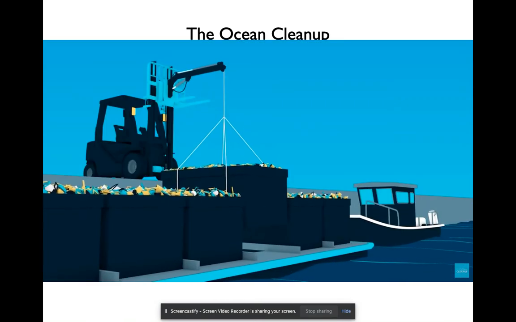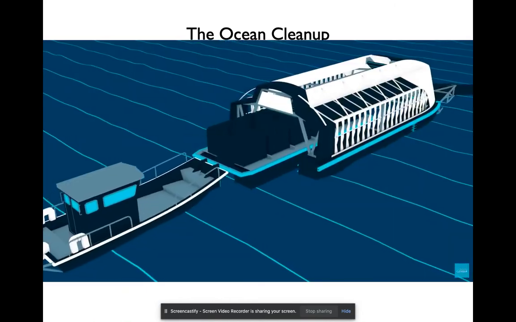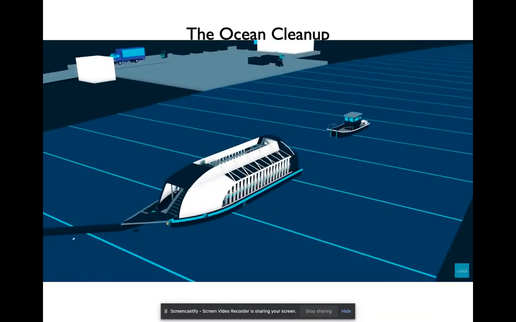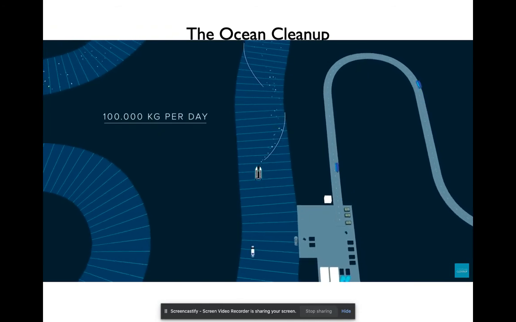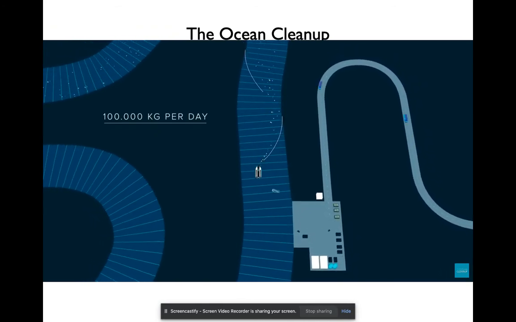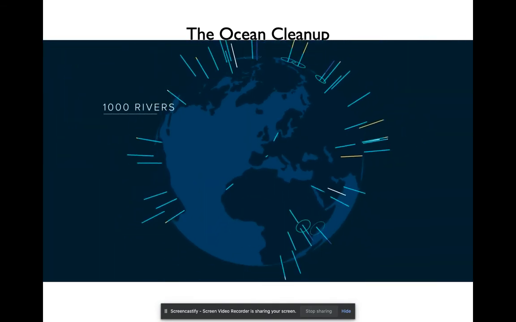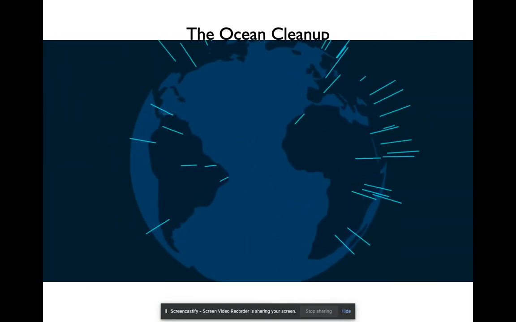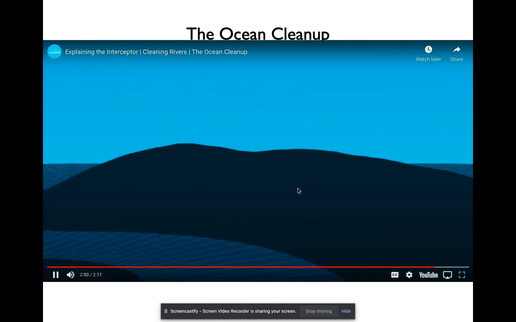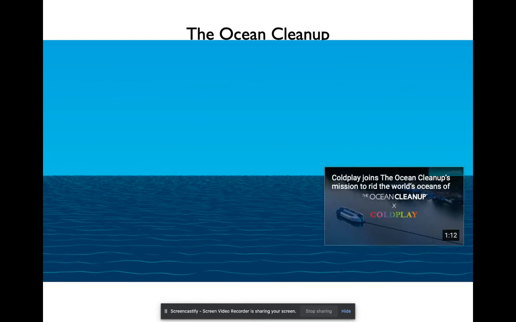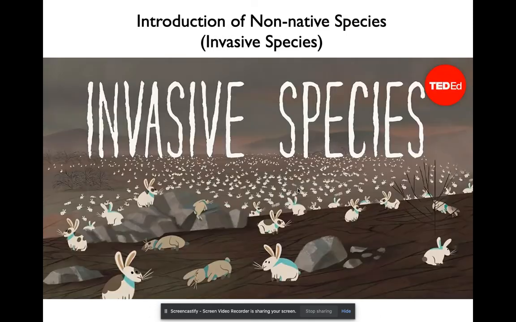The barge is brought back to shore, emptied for recycling, and reattached for further collection. At top performance, the interceptor can extract up to 100,000 kilograms of trash per day. Working together with governments and private companies, we aim to tackle these 1,000 most polluting rivers in 5 years' time, helping us to close the tap and achieve our goal of ridding the world's oceans of plastic. Find out how to help at theoceancleanup.com.